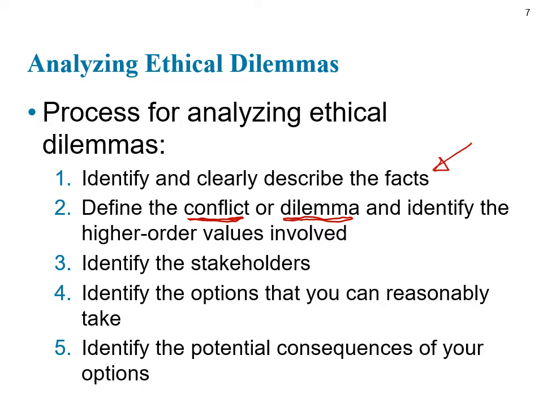A dilemma is something with doubt, and you cannot compromise, right? Disagreement. A dilemma means they have a lot of doubt, they cannot find agreement. There is no agreement at all, no one agrees. Identify the stakeholders who are actually involved, who is involved, right?